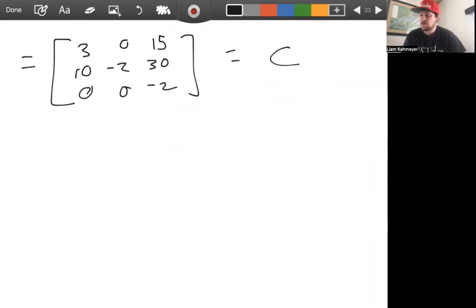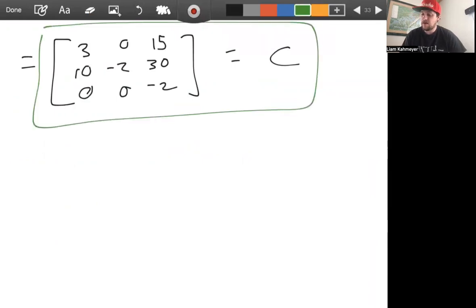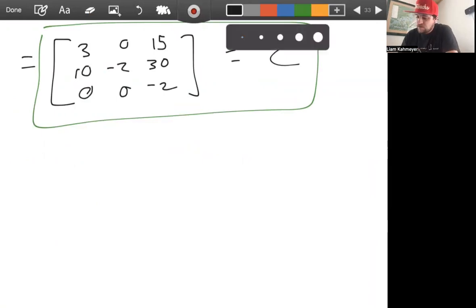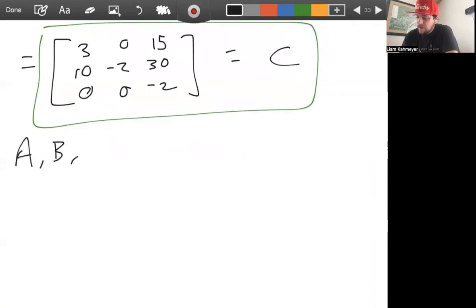And now this matrix C here is similar to B, which is similar to A. And similarity is a transitive property. And so we have that A, B, and C all have the same eigenvalues.